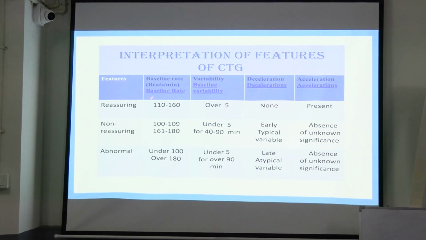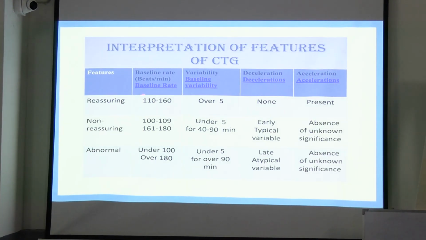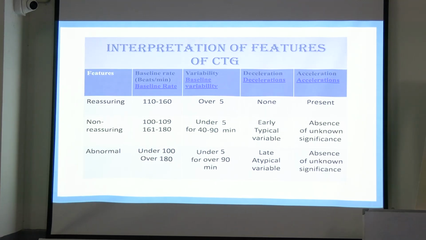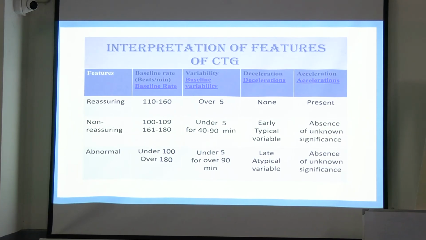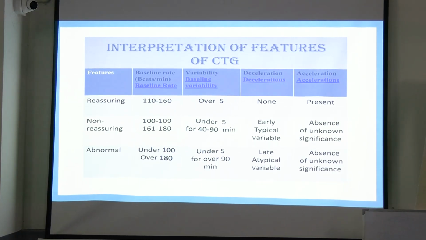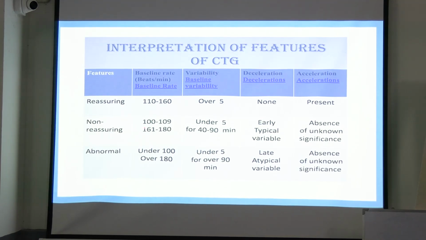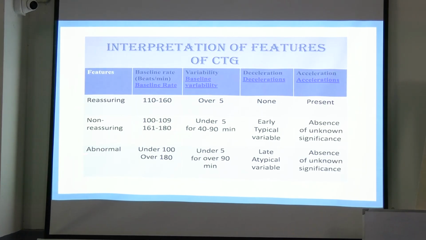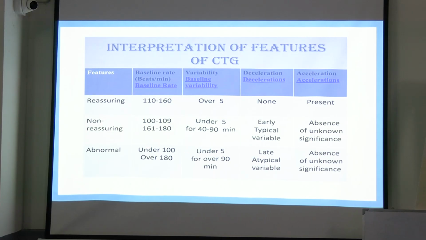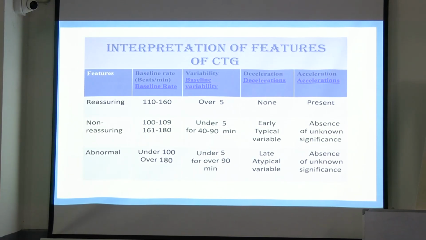Baseline rate. Okay. Reassuring means if it is normal, between 110 to 160. What is the normal fetal heart rate? 110 to 160 is the normal. Less than that, more than that will be abnormal. But a particular term is given for that. Okay. If it is 100 to 110, it will be non-reassuring, not abnormal. The different terminology is there for the range. If it is 160 to 180, it is non-reassuring. If it is less than 100 or more than 180, it is abnormal. Less than 100 is bradycardia, more than 180 is tachycardia.